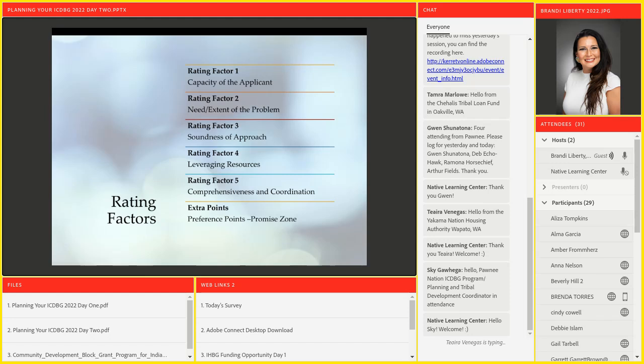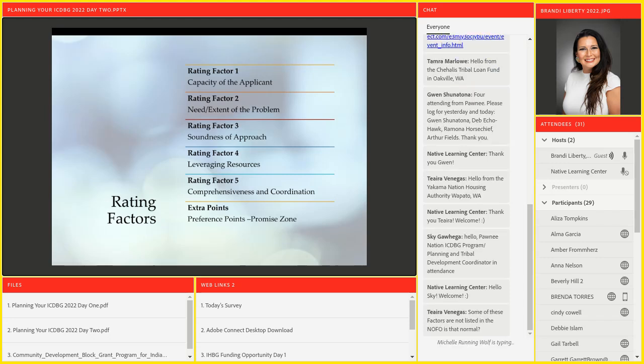Subfactor 2.3 is also another new subfactor as of last year, and it's the connection to tribal youth. So we must, in these applications, provide information as to how this project is going to help prepare the youth to become contributing members of our community by increasing access to developmental programs.